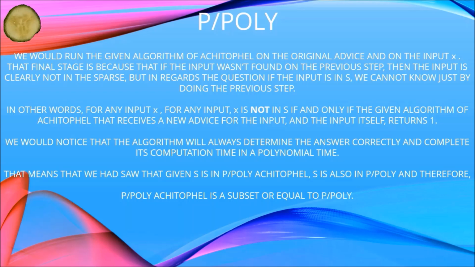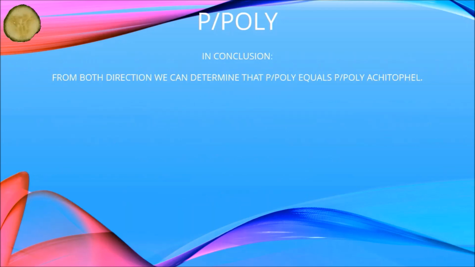We would notice that the algorithm always determines the answer correctly and completes its computation in polynomial time. That means that we saw that given S is in P/poly Karp-Lipton, S is also in P/poly, and therefore P/poly Karp-Lipton is a subset or equal to P/poly. In conclusion, from both directions, we can determine that P/poly equals P/poly Karp-Lipton.